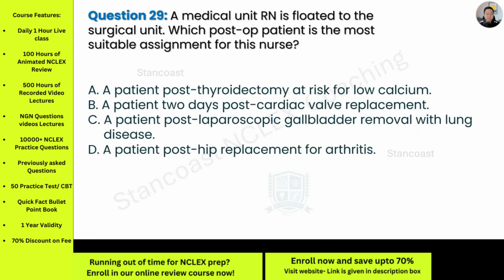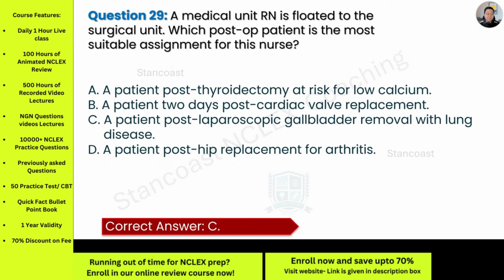29. A medical unit RN is floated to the surgical unit. Which post-op patient is the most suitable assignment for this nurse? A. A patient post-thyroidectomy at risk for low calcium. B. A patient 2 days post-cardiac valve replacement. C. A patient post-laparoscopic gallbladder removal with lung disease. And D. A patient post-hip replacement for arthritis.